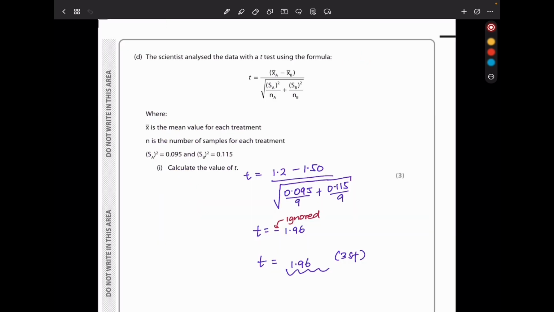In part D, the scientists analyze the data with a t-test using the formula. So this is the formula used. N is the number of samples for each treatment, and they've given us these values. They want us to calculate the value for T.